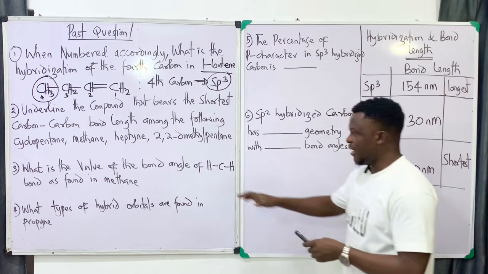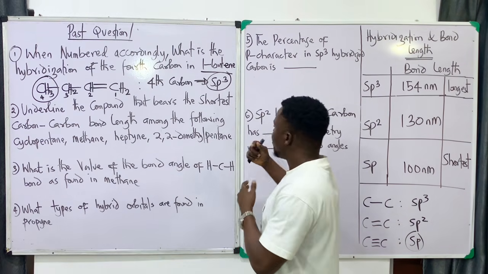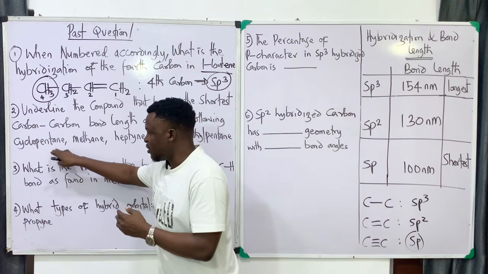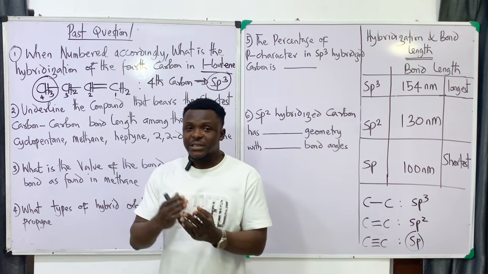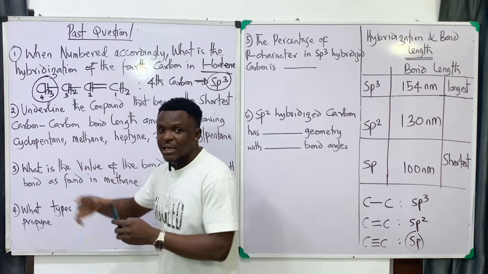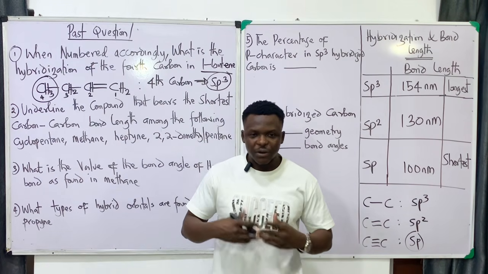So in this question, what you really need to do is find out the type of hybrid orbitals present in each of these compounds. Once you have found the type of hybrid orbitals present, you can relate it to whether it is sp2, sp, or sp3.